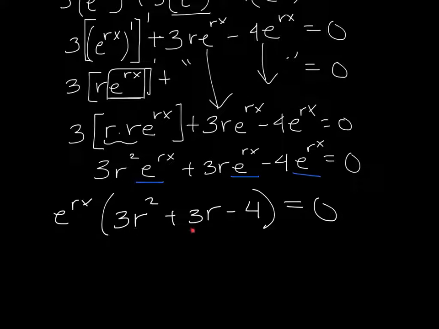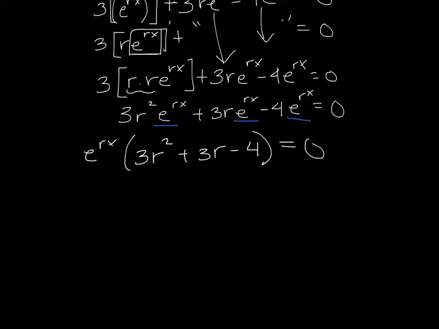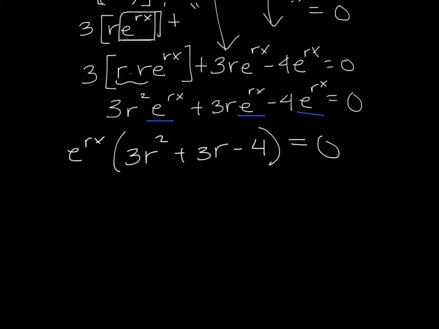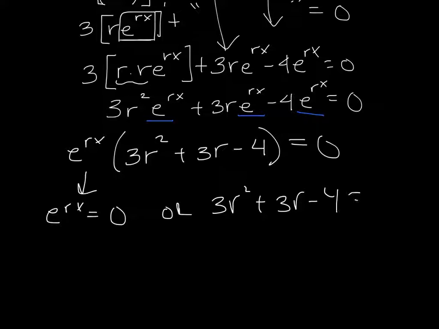However, this polynomial is not easily factorable. If you try to factor it, it's not going to factor nicely. Actually, I should be careful. It is going to have real solutions. It's just very hard to factor this polynomial because we're going to have square roots and so forth. So, let me just go ahead and work it out. This is 3r squared plus 3r minus 4 equals 0.